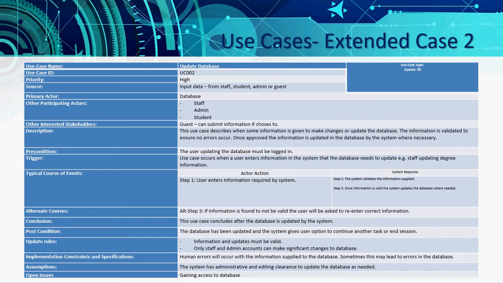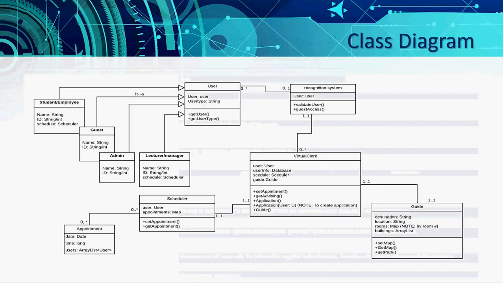Some information is given and makes changes to update the database. The information is validated to ensure no errors occur. Once approved, the information is updated in the database by the system where necessary. One assumption is that the system has administrative and editing clearance to update the database as needed, and an open issue is getting access to the database.